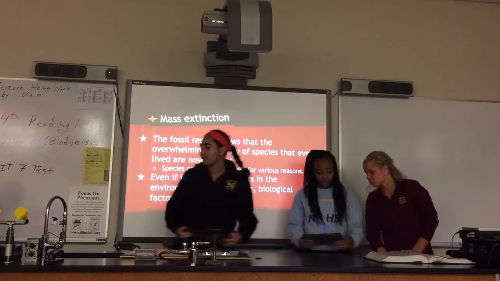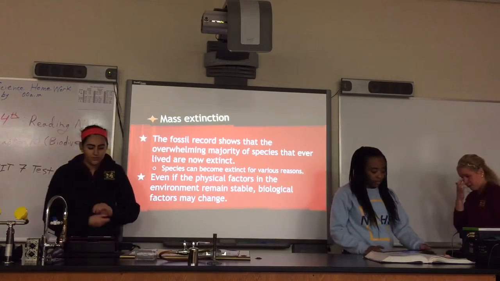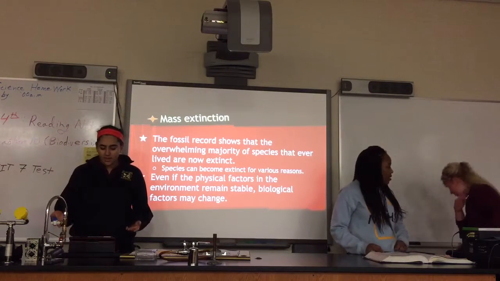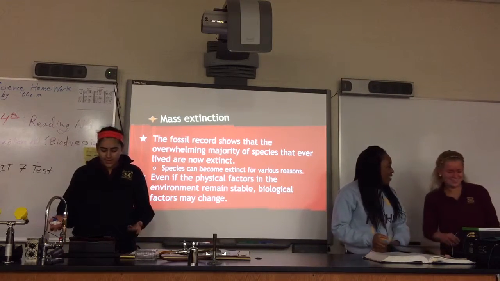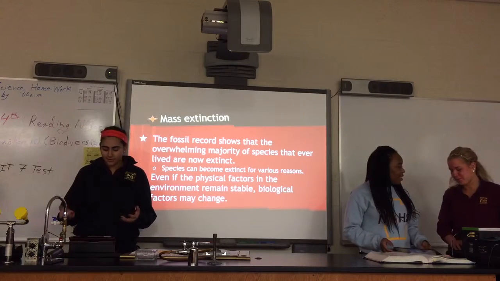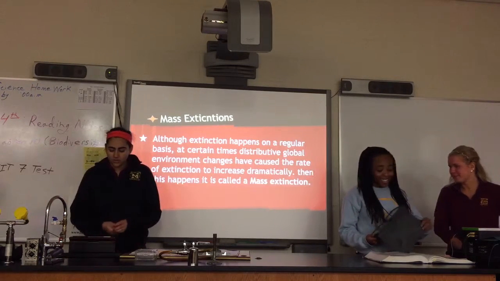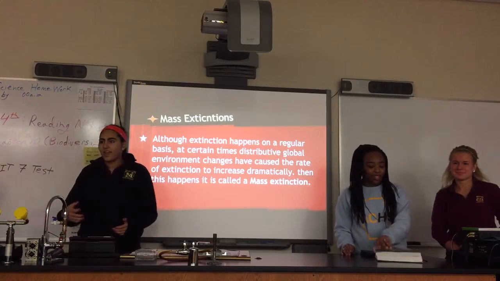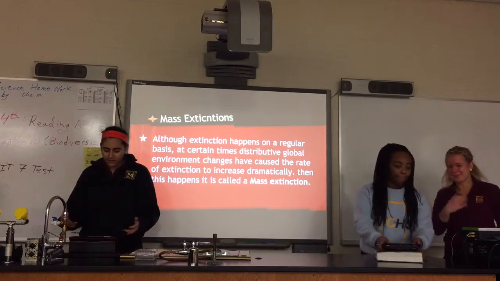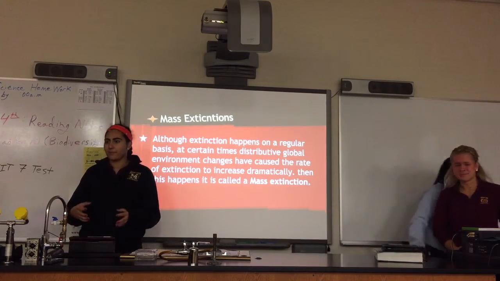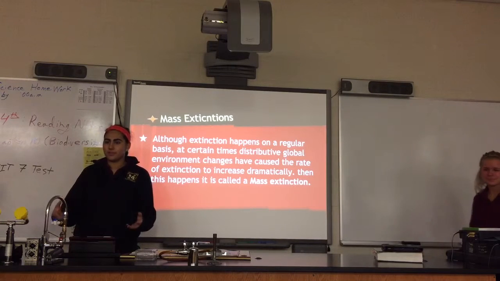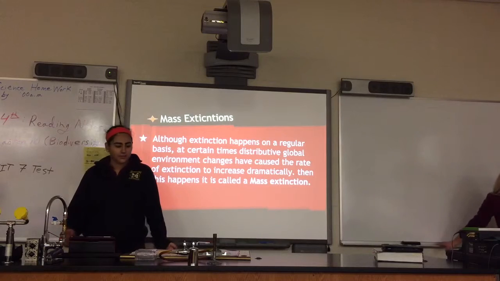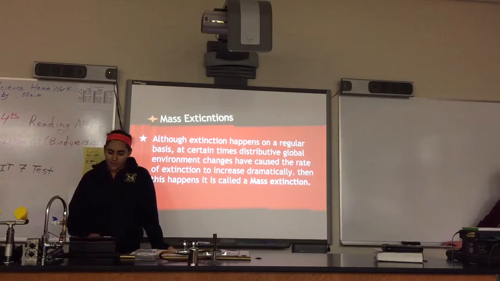On this topic of mass extinction, if we look through the fossil record, it really shows that a majority of species that have ever lived are actually extinct. That's for a lot of different reasons, and a lot of those reasons are the environments that they are in and the factors that do change. Although extinction happens all the time, at certain times, if something in the environment happens, if so many animals and so many species die at a certain time, it's called mass extinction, and this dramatically affects planet Earth.